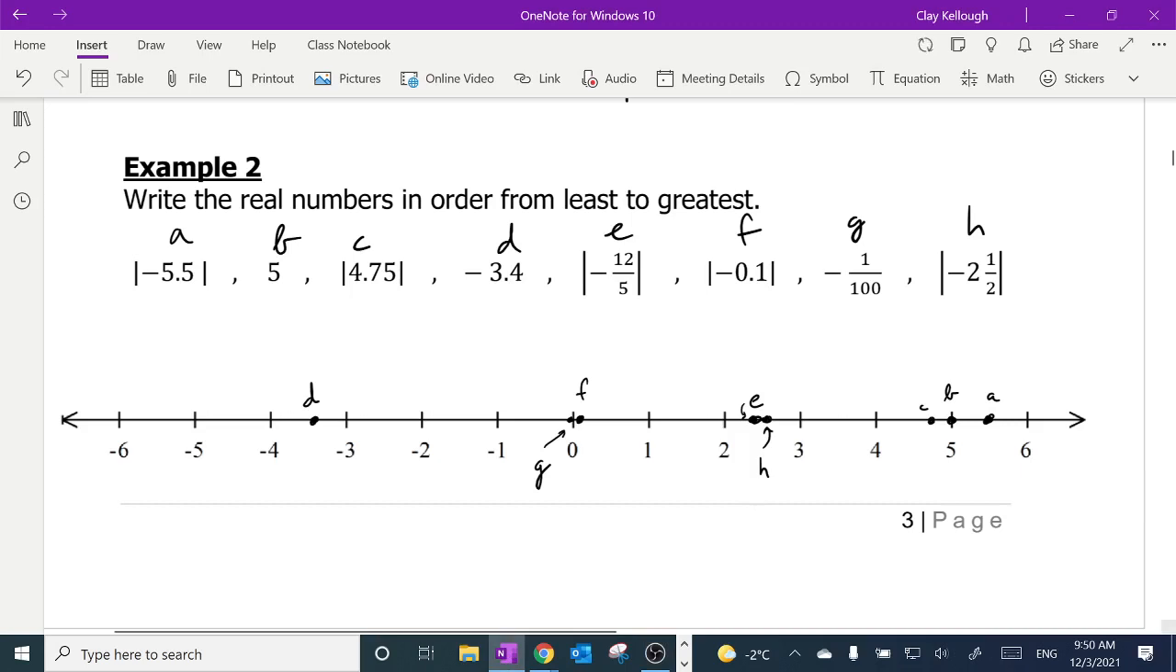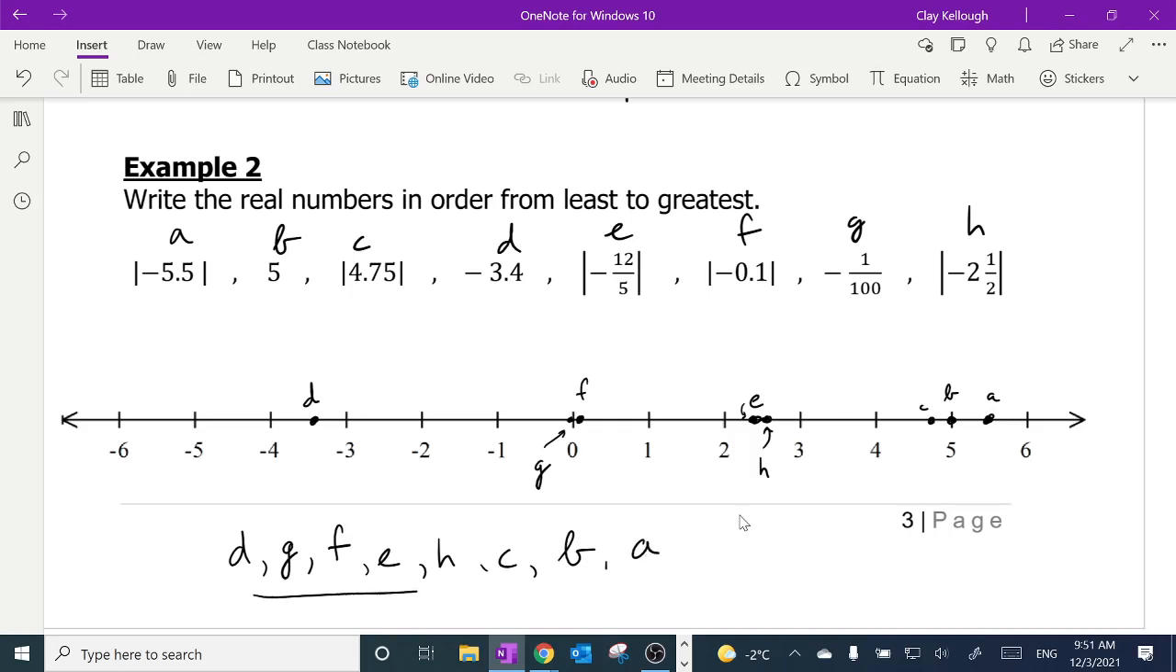Okay, hopefully you gave that a try. And here's what you got. In order, the furthest left is the one of only two of them that actually remain negative. So D is the furthest left, so that's the smallest. Then G, then F, then E, which is just a little bit smaller at 2.4 than H is at 2.5. And then C, and then B, and then A. So there they are, ordered from least to greatest. Okay, any questions about that?